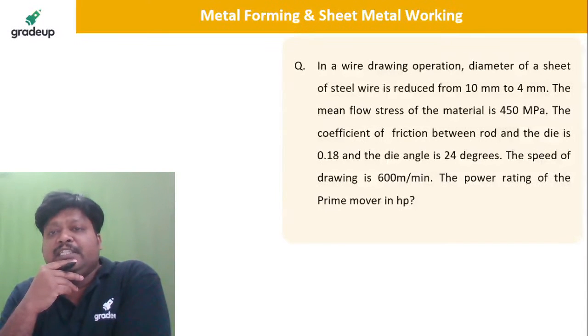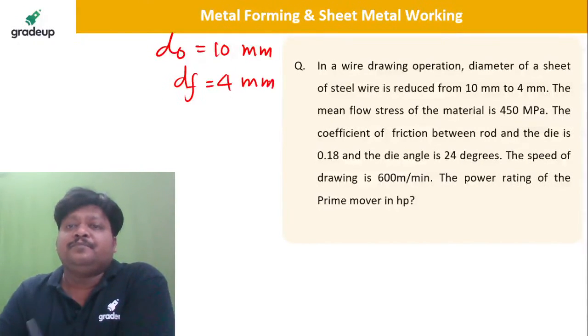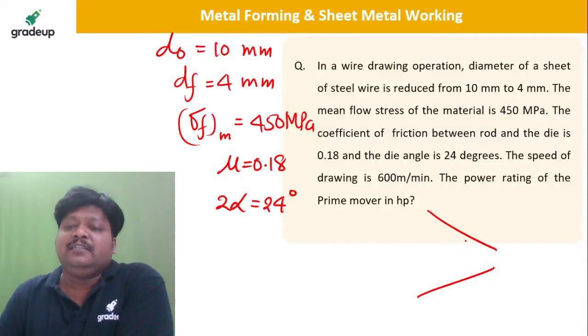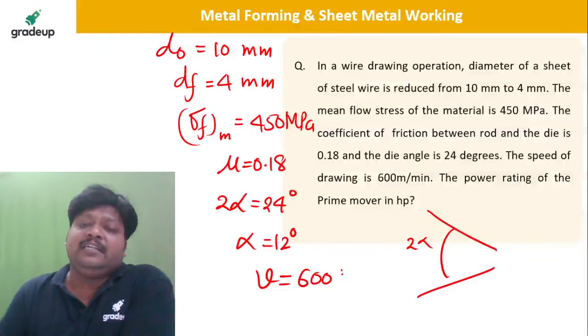In a wire drawing operation, the diameter of a steel wire is reduced from 10 mm to 4 mm. That is, D initial is given as 10 mm, and the final diameter of the wire is 4 mm. The mean flow stress, sigma flow mean, is 450 megapascals. The coefficient of friction between the die and the rod, mu, is 0.18, and the die angle 2 alpha is given as 24 degrees. So alpha will be 12 degrees, half the die angle. The speed of drawing is given as 600 meters per minute.